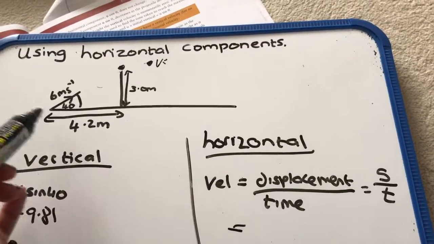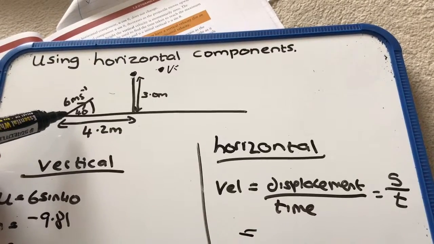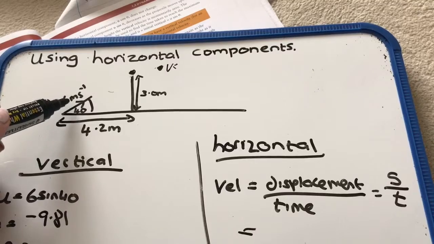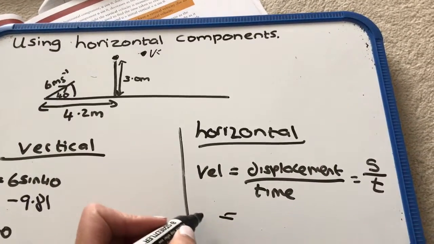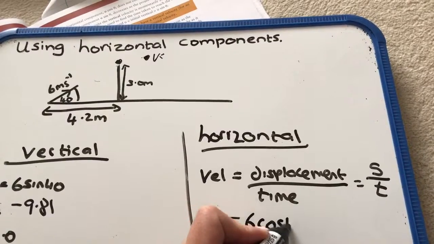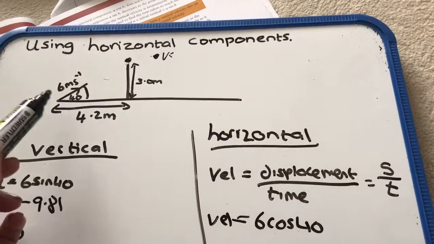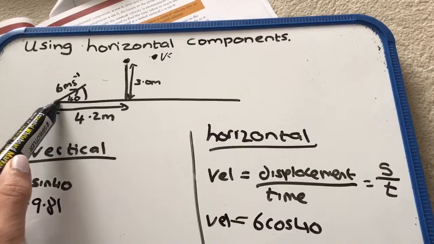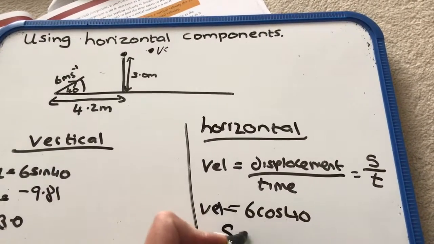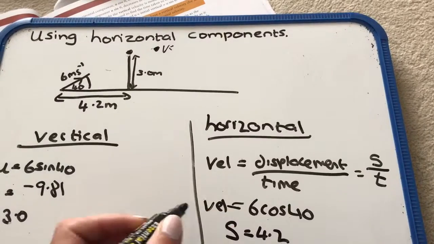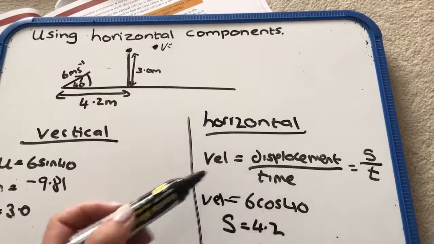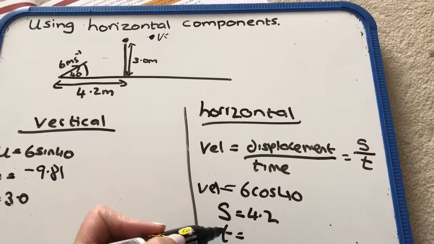So let's see what I know from this. My horizontal velocity is 6 cos 40. The displacement from where I started to the fence is 4.2, so my S is 4.2. So I only need 3 things for this, and the other thing that I need is what I want to find, which is the time.